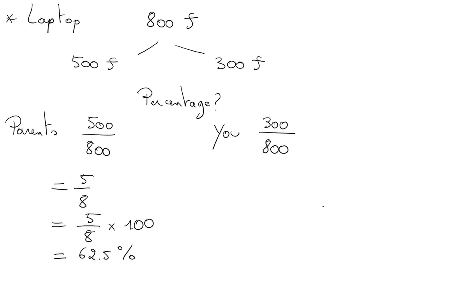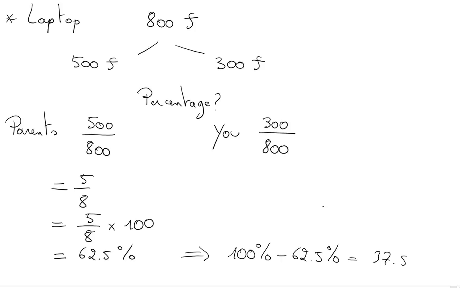Now, you could say, oh, so I'm going to pay 100% minus that 62.5. I'm just going to pay the rest, and that will be 37.5. That's how easy it could be.